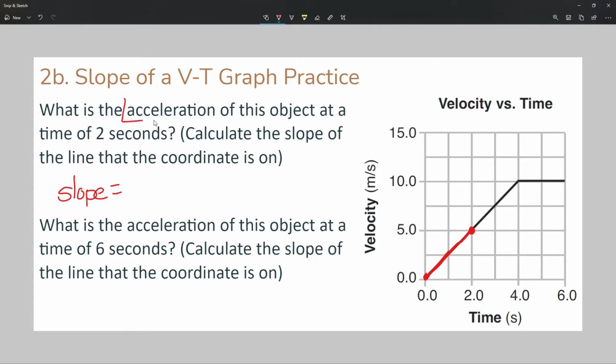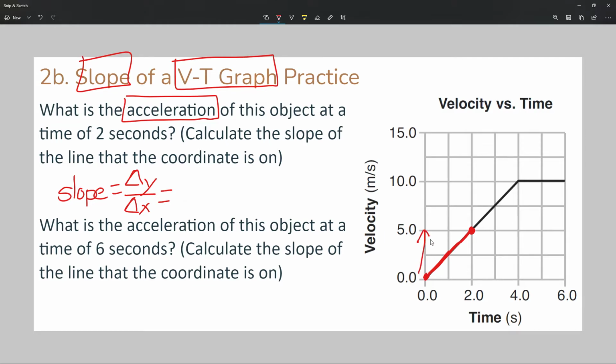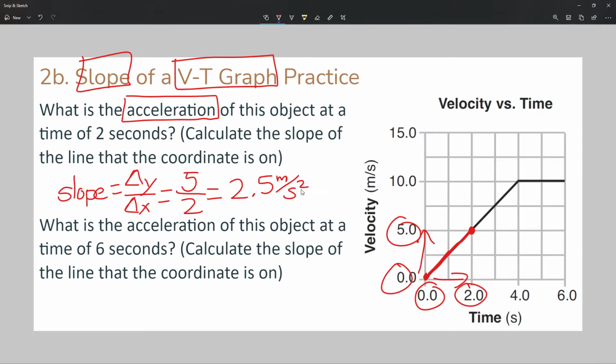Since we want acceleration, we want slope. So on a VT graph only, delta y over delta x. Your change in y here, from 0 to 5, is 5. And your change in x, from 0 to 2, is 2. So 2.5 meters per second squared. And that's your answer. Let's move on to the second practice question.